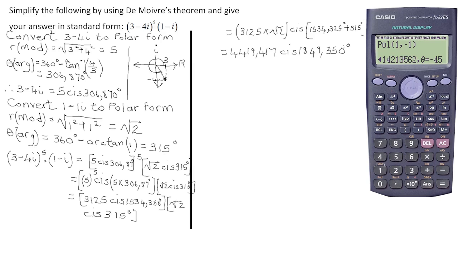Now you will see that 1849.350 degrees is completely out of range. In other words, we need values between 0 and 360. What do you do now? You're going to subtract by 360. In fact, seeing that the calculator is here, I will do an illustration of how I will get to my angle value.